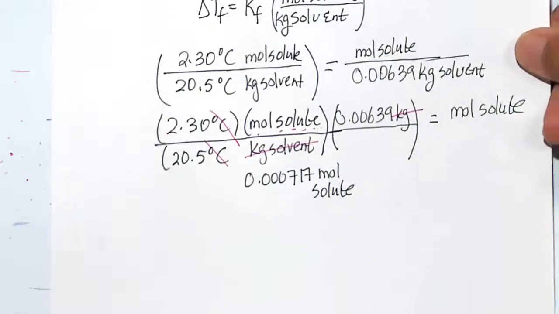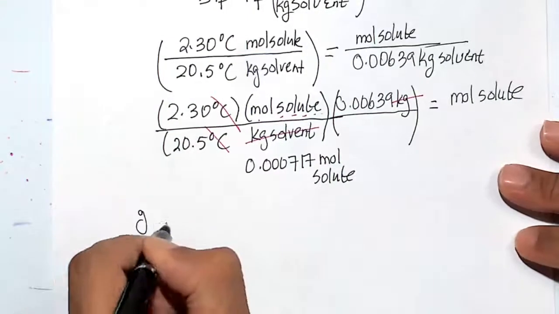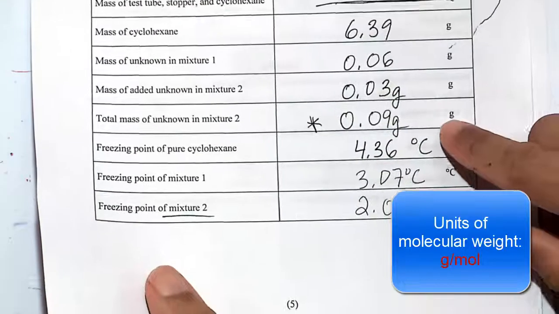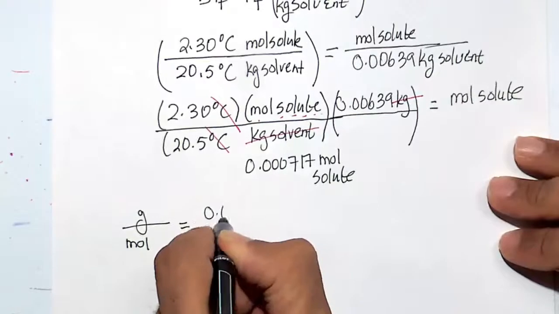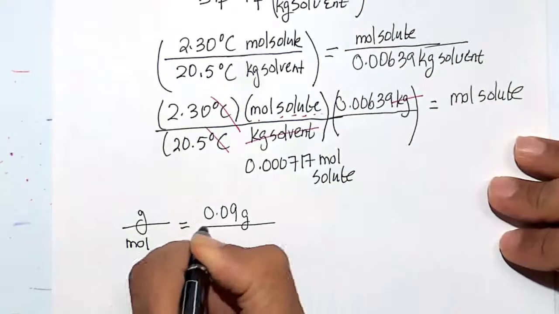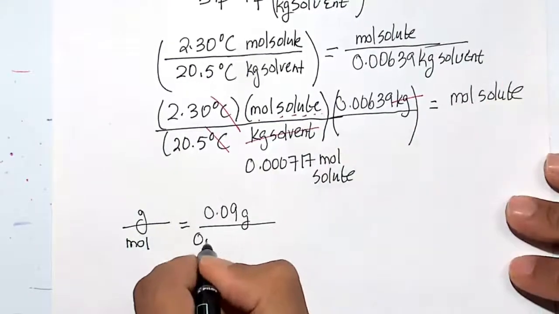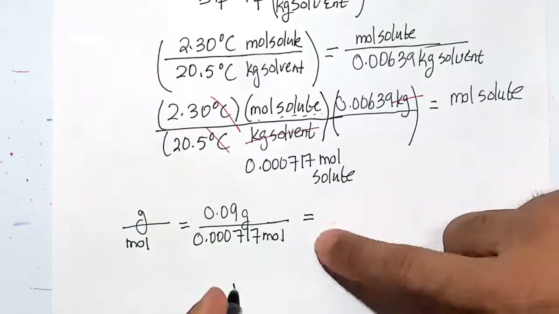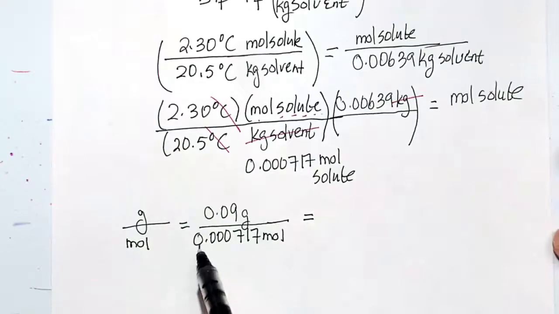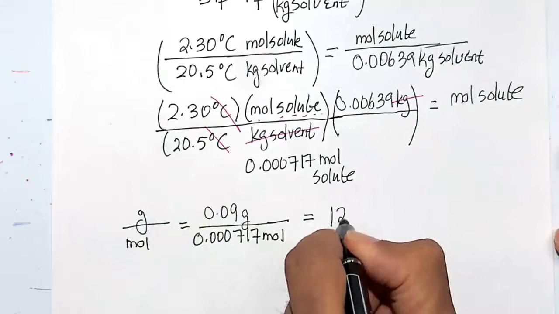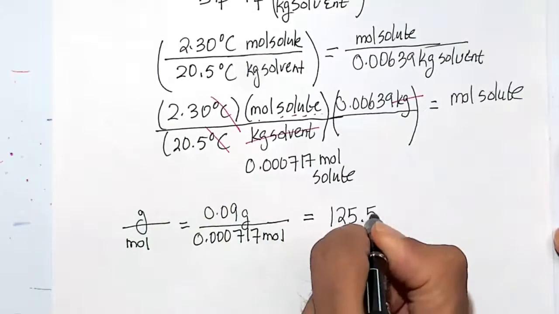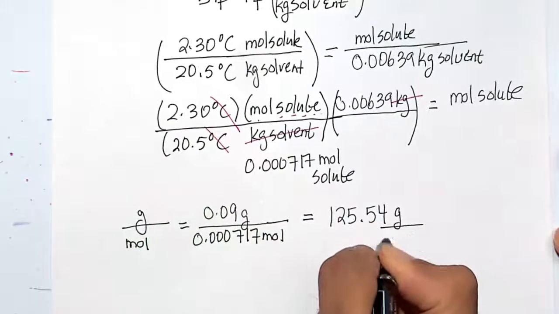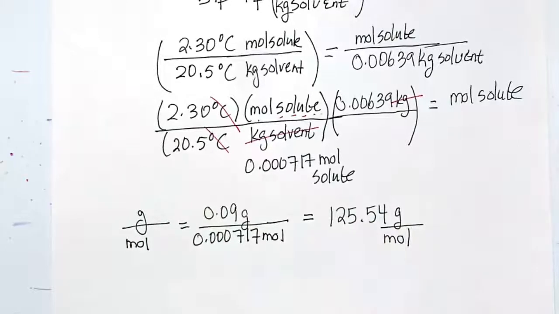The molecular weight has units of grams per mole. For mixture 2, we have a total of 0.09 grams. We weighed out 0.09 grams. The number of moles that we calculated is 0.000717 moles. So our units are grams per mole. Doing this on our calculator, 0.09 divided by 0.000717, I'm getting an answer of about 125.54 grams per mole. Okay, that's the appropriate units of molecular weight.